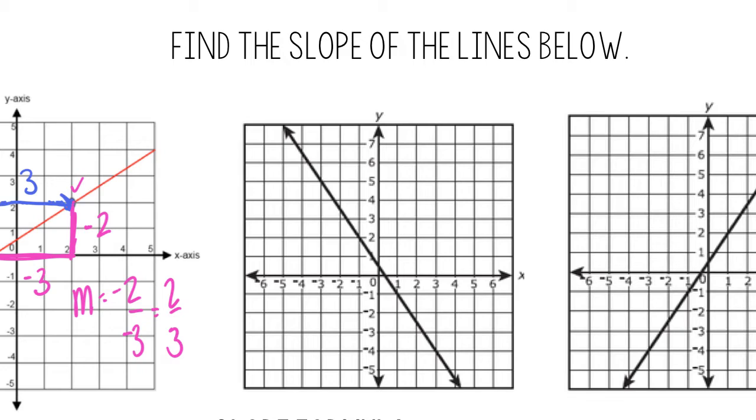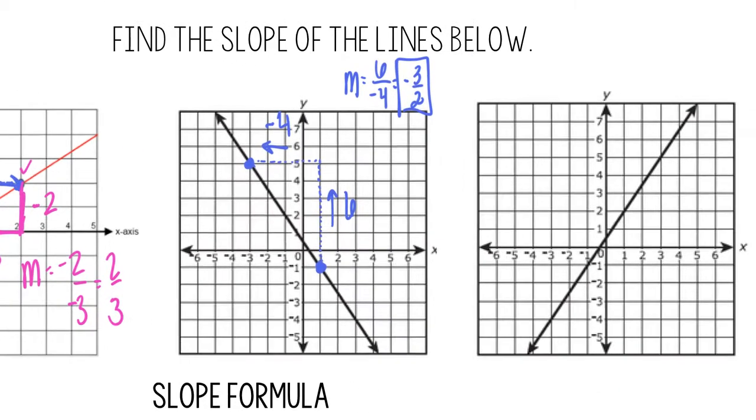Find two ordered pairs that go through the corner of squares. Here's one. Here's one. Find out how much you rise to get from point to point. This went up 6. And then how far left we went. Went left 4. So up is positive, left is negative, and then simplify to negative 3/2. Try the last one on your own.